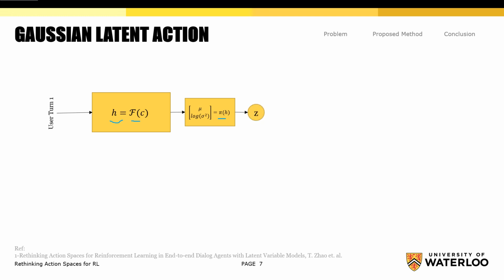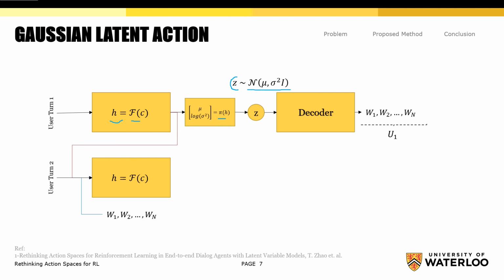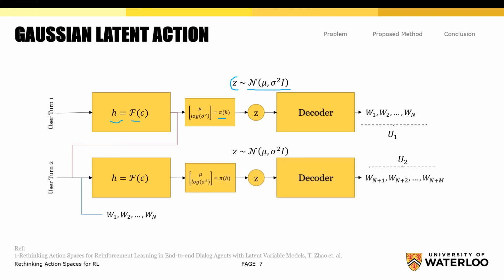Then, using these two parameters, the mean and variance, we can sample a specific z from this distribution, and then we can pass this z to the decoder, and the decoder gives us some new words. And as I previously mentioned, we can continue this process up to some specific horizon, and as you can see here, we can stop at turn t.